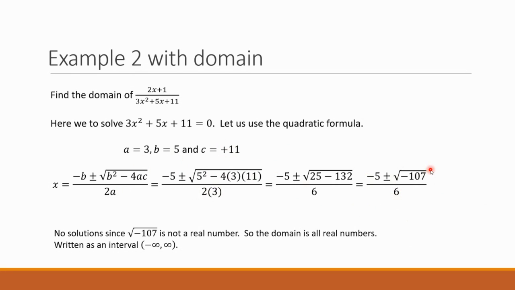Notice we're taking the square root of -107. Well, you can't take the square root of a negative number, right? It's not a real number. So in other words, the denominator is never 0, meaning this equation has no solutions. And why is that? Square root of a negative is not a real number.